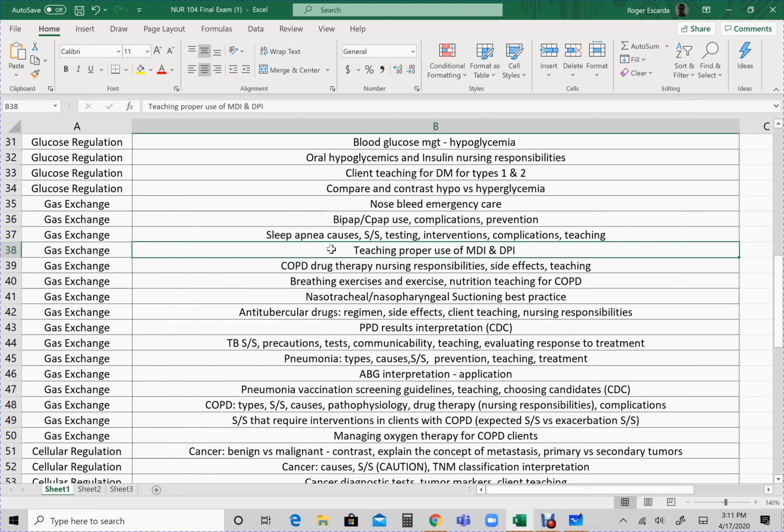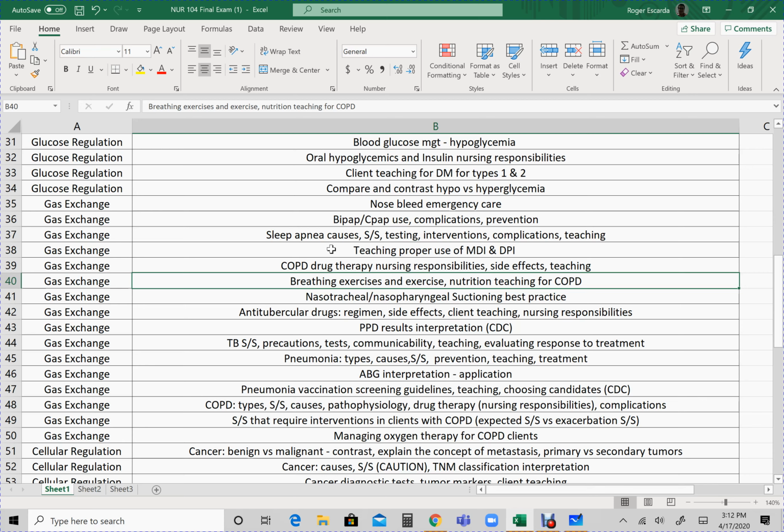MDI versus DPI. So this is the inhalers, the metered dose and the dry powder inhalers, instructions on how to do it. Drug therapy for COPD, side effects and teaching. So typical drug question. Just a reminder, the drugs are under asthma because they're the same for asthma and COPD.